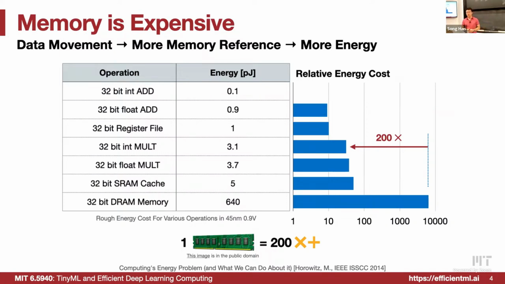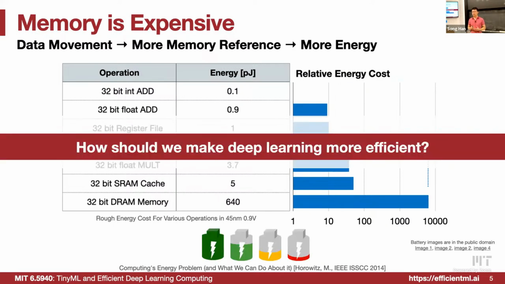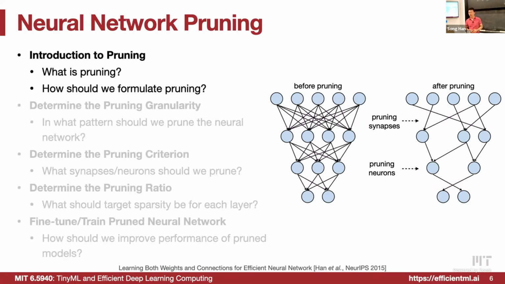And from the hardware perspective, why do we need pruning? Memory is very expensive. Computation is much cheaper. A memory movement costs more than 2 orders of magnitude than the arithmetic operations. Like we have seen in the previous lecture, a 32-bit add takes less than 1 picojoule, while a 32-bit DRAM memory access costs more than 600 picojoules. So data movement is much more expensive. To make deep learning more efficient, we want to reduce the amount of memory, reduce the model size, reduce the activation size.